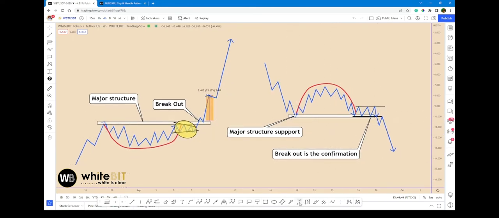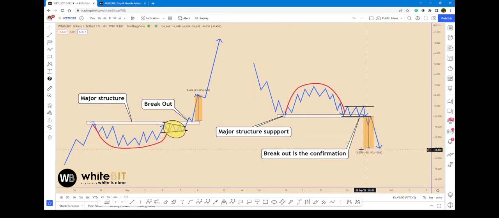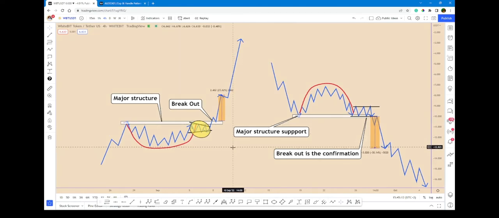Also in this scenario we apply the minimum target. It is measured from the bottom of the pattern to the major support. We take the same measurement tool and we apply this for our target. This is the minimum target, and after that the price can keep moving lower by extending the trend, as long as this is a trend continuation pattern.